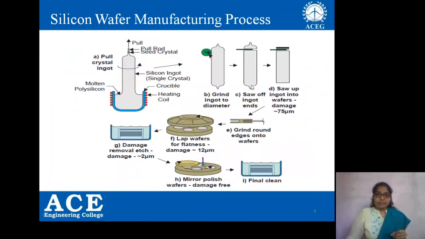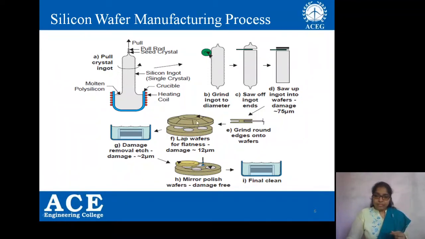See the same process here. This is the silicon ingot, and this is the crucible which has heating coils, and if you pull this rod you will get this silicon ingot. So in order to have smooth, equal-surface wafers, we are going to soften these sharp edges, and after that this ingot is cut into many wafers, and each wafer is going to be cleaned.